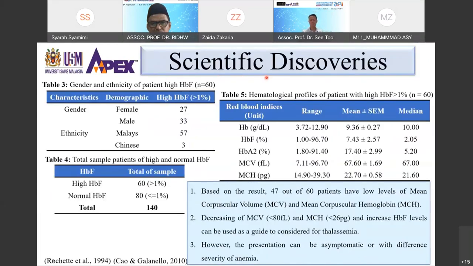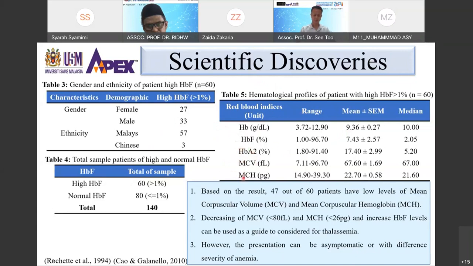Next is the scientific discovery. It shows the gender is high in the male and the ethnicity is high in the Malay for the high HbF patients. What I would like to highlight in this screen is the hematological profile. It shows all the patients are anemic because the hemoglobin is lower at the mean. The HbF is high and similar to the HbA2.